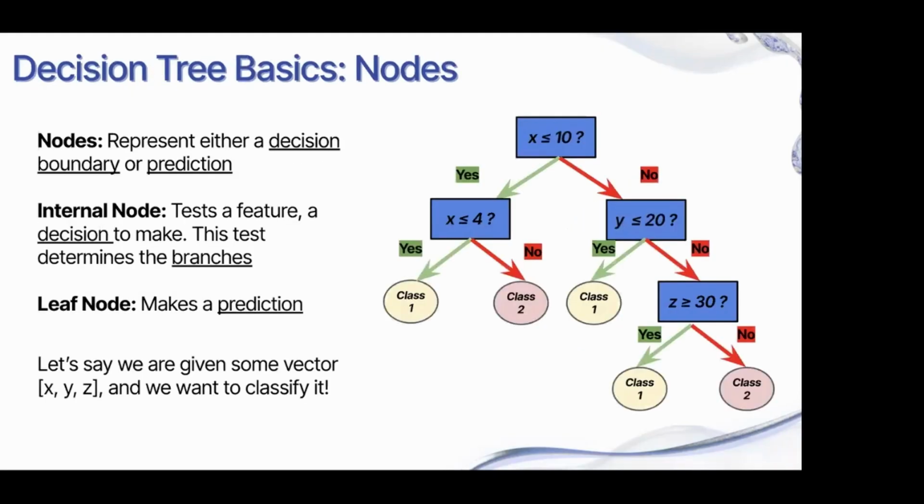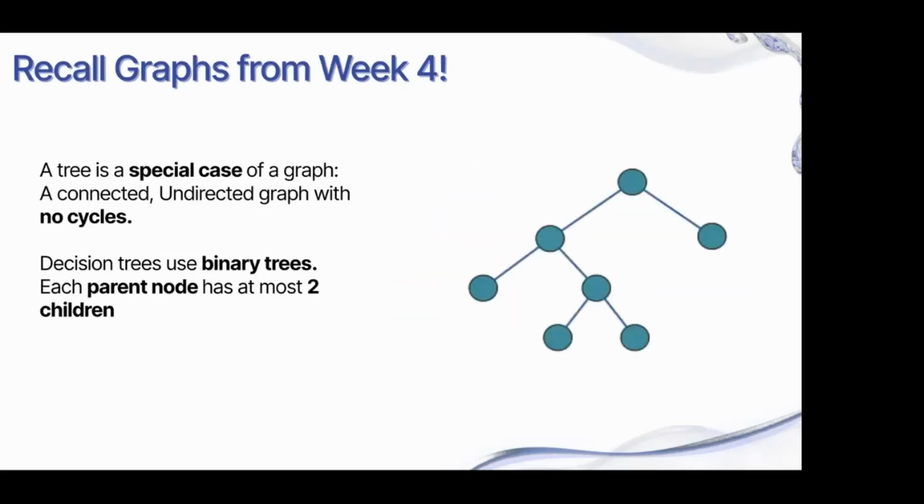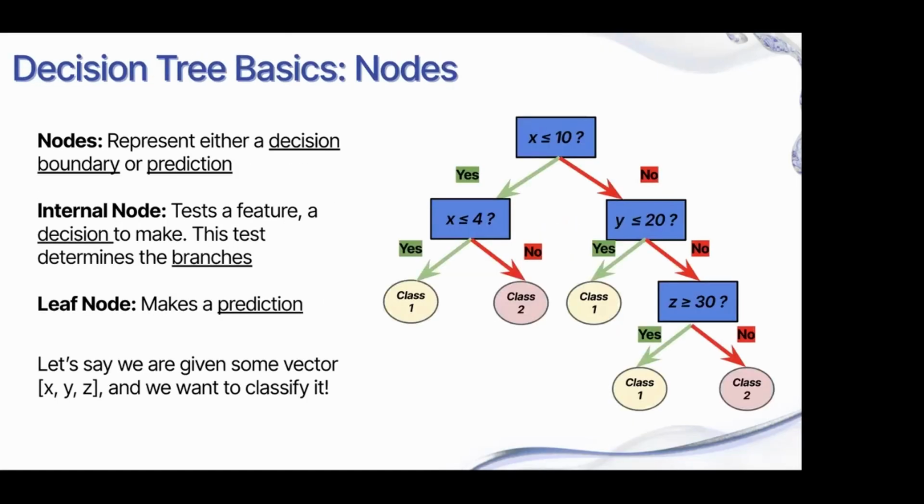Okay, so there's a lot here, but I will go through these one by one. So decision tree basics. First of all, you have a node. A node is a block in your decision tree, or in this diagram, a dot on the decision tree. In decision trees, a node can either be a decision boundary or a prediction. So what are those terms?